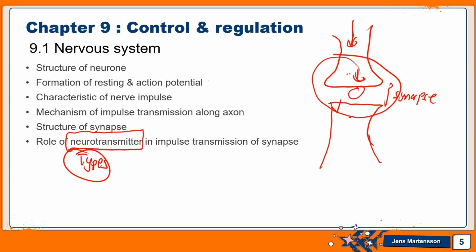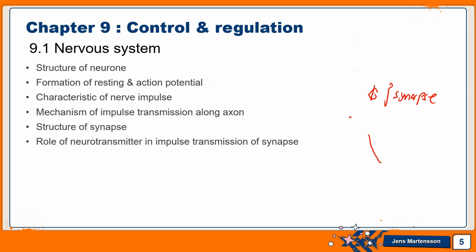In this topic, you have to know the role of neurotransmitter. How this neurotransmitter can transfer the nerve impulse from one neuron to another neuron through the synapse. This is what you will learn in Form 6. Okay. Hope you all can understand the overview of the topic.